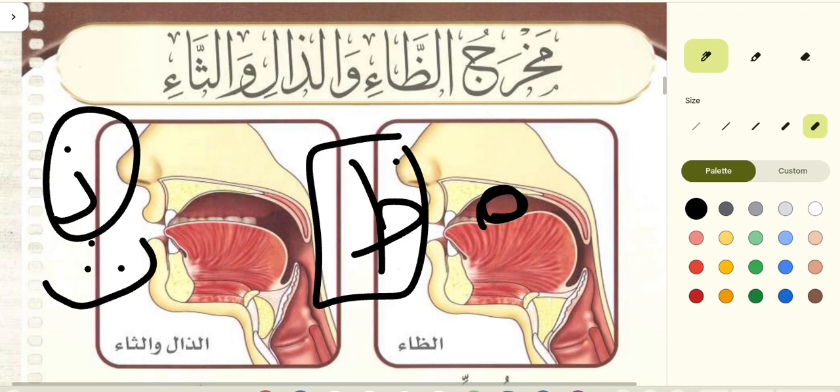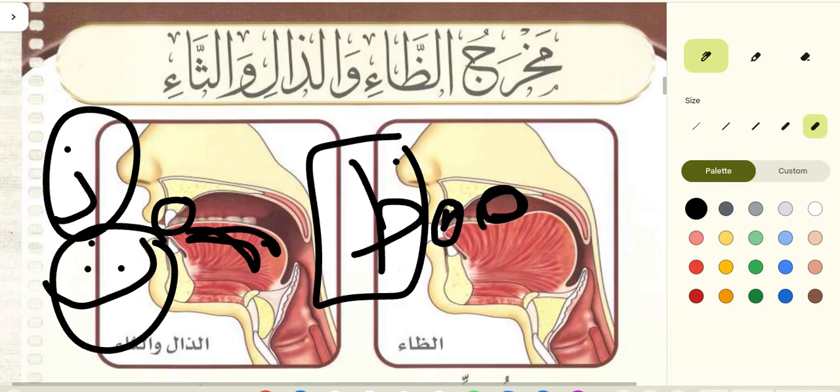Over here, same articulation point. So basically for these three letters, we are using the tip of the tongue with the ends of the upper front teeth. All right, here. But here it's relaxed. It's adh, dha, dhi, dhu. Also harf tha, ath, tha, thi, thu.